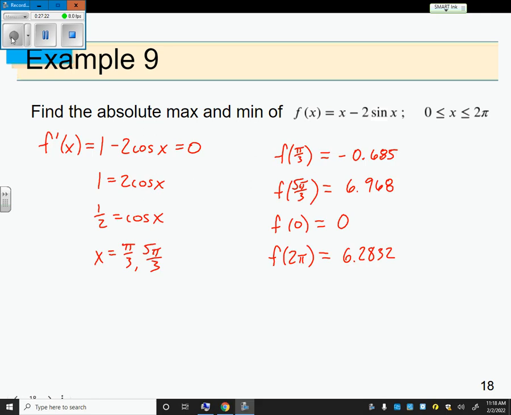Using my table feature on my calculator really expedites this process if you can work through that. If not, definitely ask me about that in class, and I'll be glad to show you.